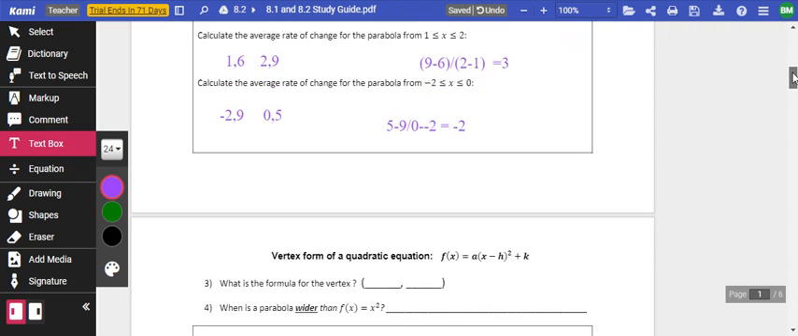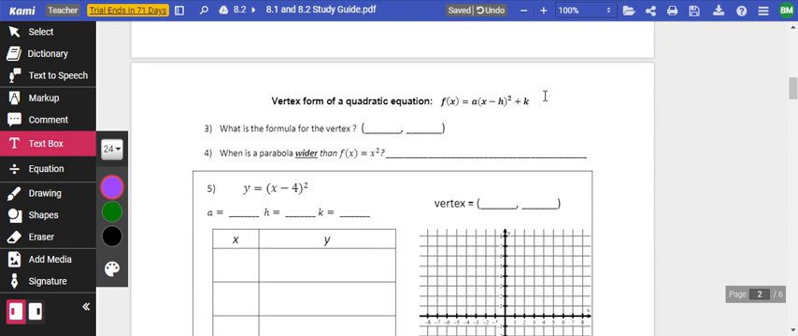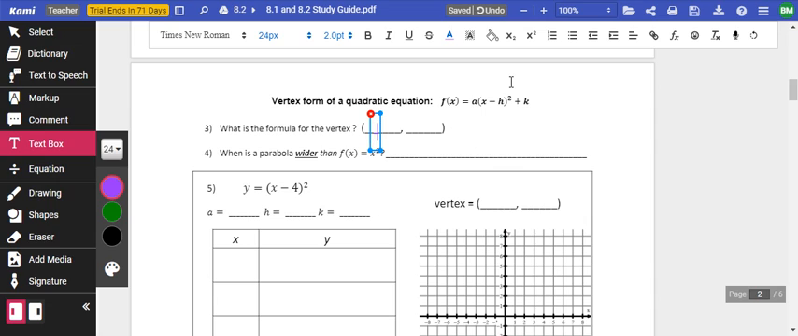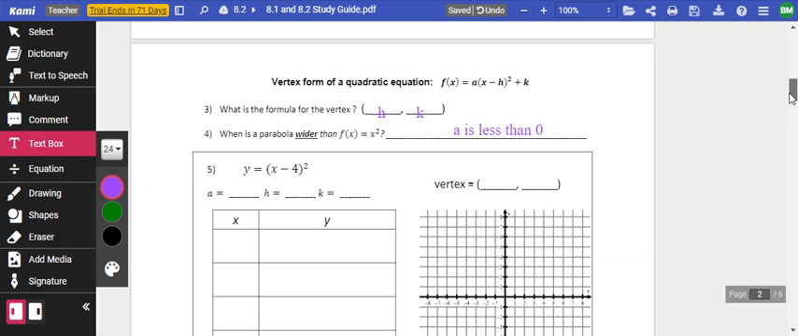And then we're going to just do another problem, very similar. Okay, what is the formula for vertex? It's the opposite of H and K, or it is H, K. It's just the opposite of that right there. When does a parabola get wider? When A is less than 0.